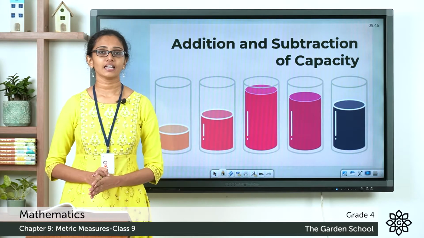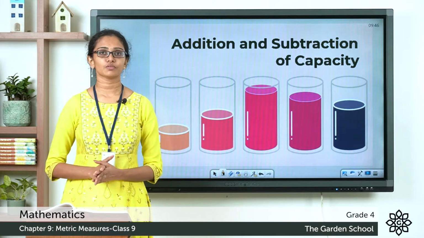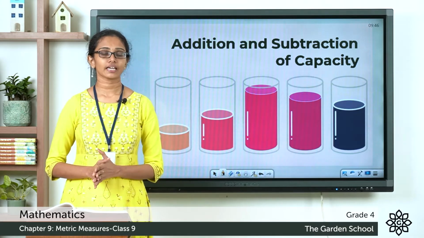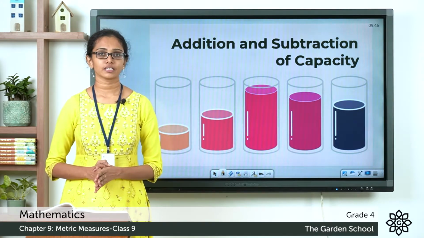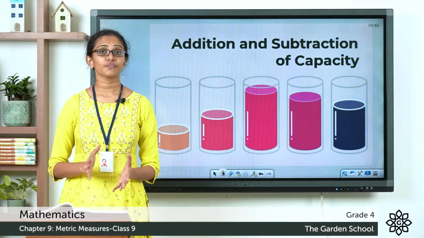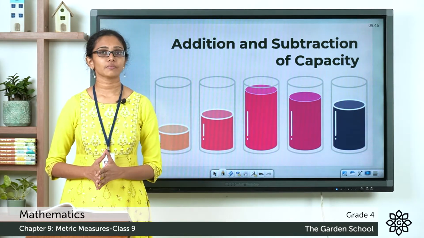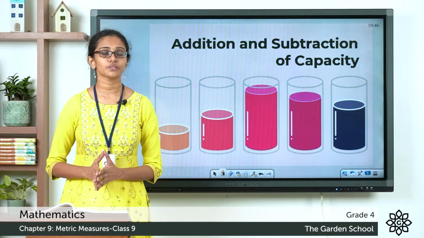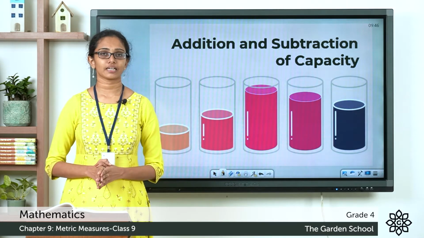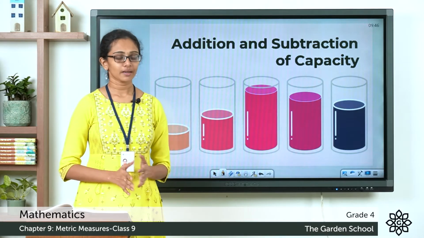Today, let's learn how we can add or subtract measurements of capacity. So just like in the case of lengths and weights, to add or subtract measurements of capacity, the first step is to write the given measurements in the correct columns of units, and then you can add or subtract them separately. Now let's see that with examples.